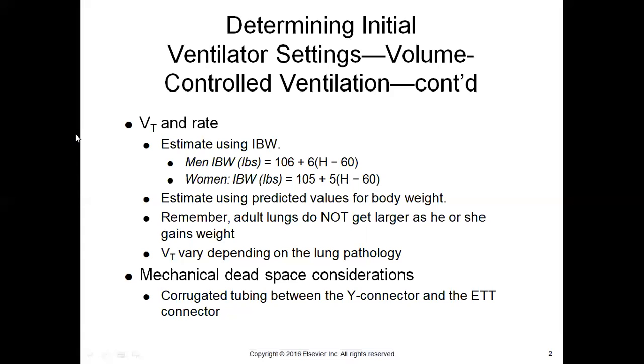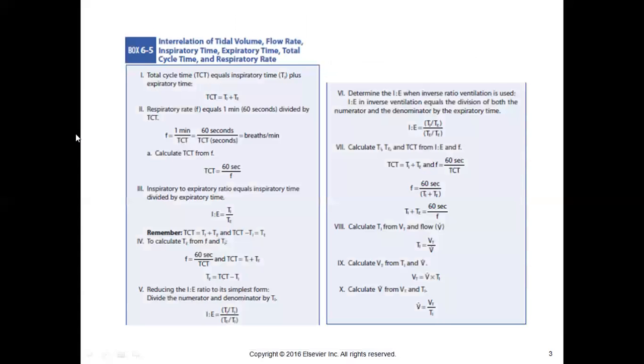The other thing we need to make sure that we take into account is that we have mechanical dead space. So the tubing between the ET tube and the Y connector on the vent circuit is additional dead space. So we make sure that we are providing enough volume to overcome that in the patient.